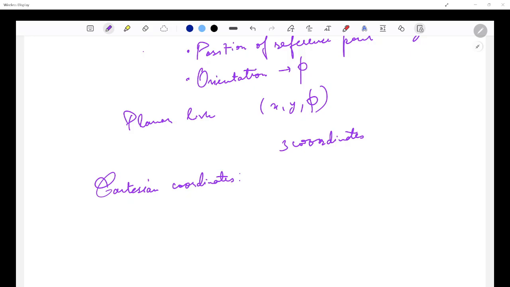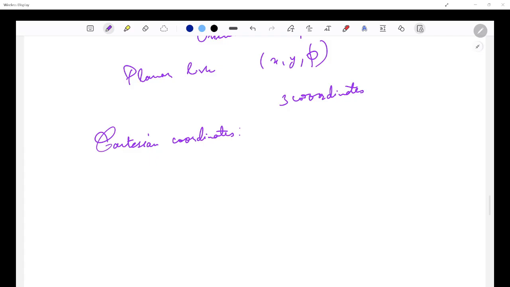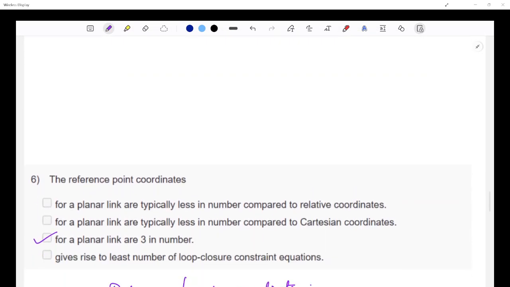So they use coordinates of multiple points on the link. There are typically more variables here because they use multiple points of the link. If you see from lecture, there were 9 variables, 6 variables, 3 variables, and 6 variables for Cartesian, 9 for reference, and 3 for relative. So for a single link, in reference, we have 3 variables. We saw that, right? But in Cartesian, we have usually more, because multiple points are tracked. So reference coordinates are less than Cartesian.